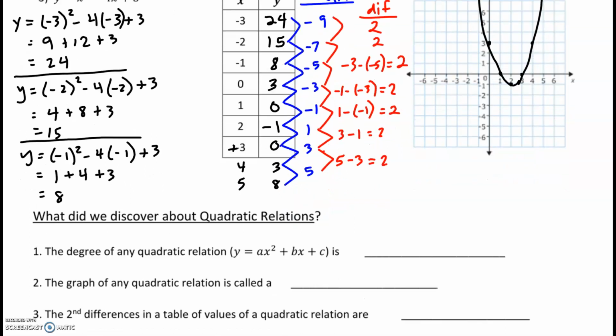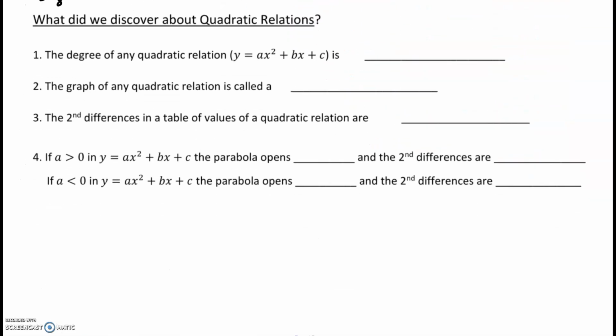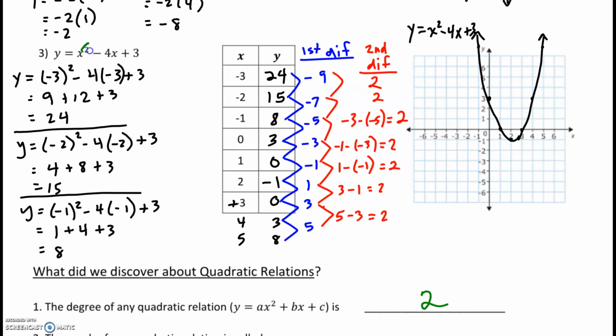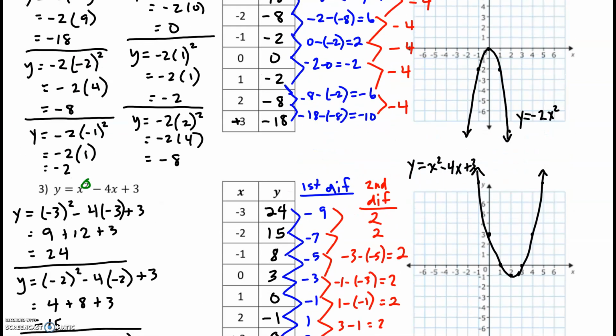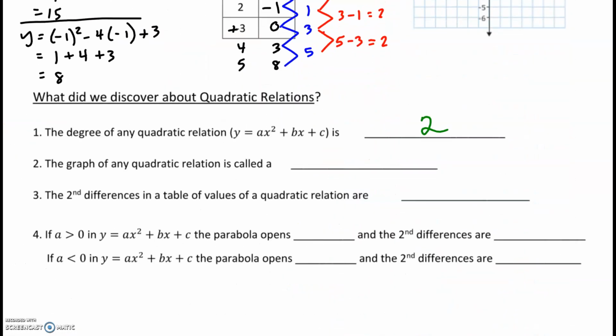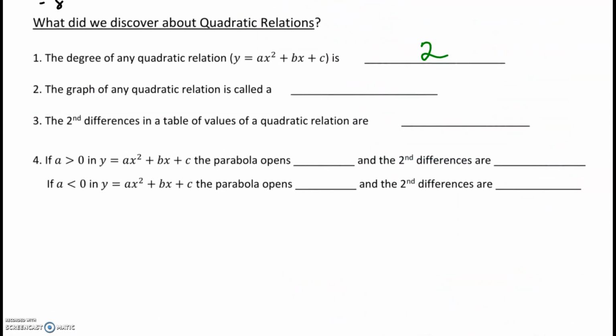So what did we discover? This is what I want you to get out of this lesson. The degree of any quadratic relation is 2. Okay, so if we look here, this is degree 2 in example 3. In example 1, degree 2, and on the first one on the other page, it was also degree 2. So the x is always squared in there.